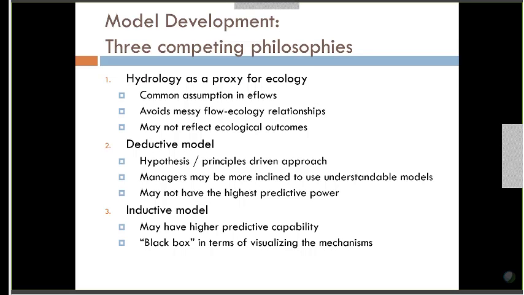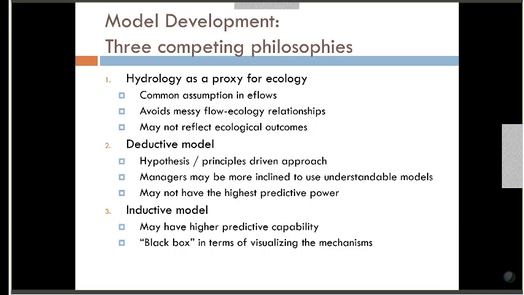So we looked at three competing philosophies for modeling environmental flows. And these have very different assumptions associated with them. They have very different intellectual basis, if you will. So the first, we said, let's think of hydrology as a proxy for ecology. If you get the water right, the fish will follow. That's a pretty common assumption in environmental flows. And what that allows us to do is avoid what are typically pretty messy flow ecology relationships or challenging variables to correlate and understand the mechanisms of. But it's a proxy. It's not what we're ultimately interested in, which are fish outcomes.